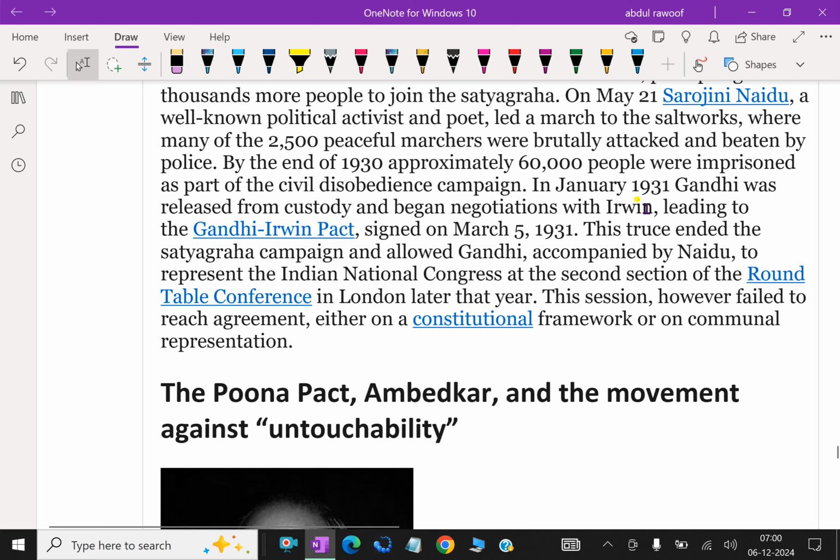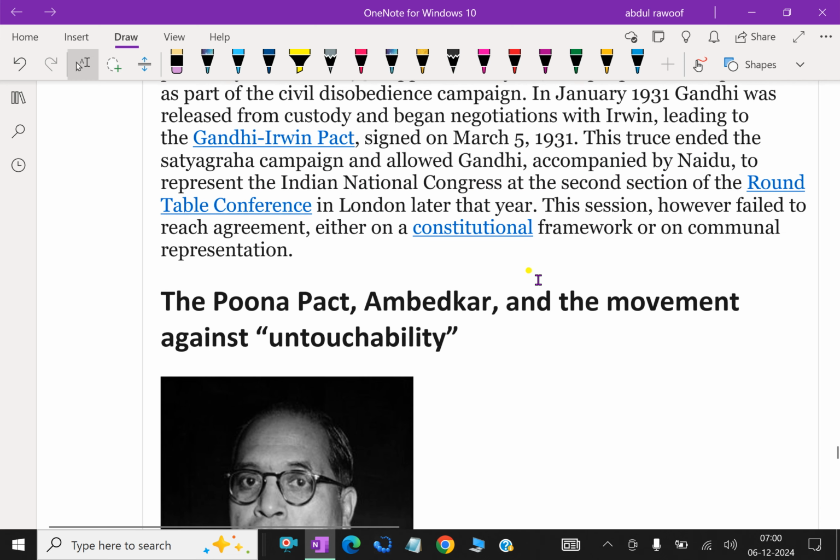In January 1931, Gandhi was released from custody and began negotiations with Irwin, leading to the Gandhi-Irwin Pact, signed on March 5, 1931. This truce ended the Satyagraha campaign and allowed Gandhi, accompanied by Naidu, to represent the Indian National Congress at the second session of the Round Table Conference in London. Later that year, this session, however, failed to reach agreement either on a constitutional framework or on communal representation.